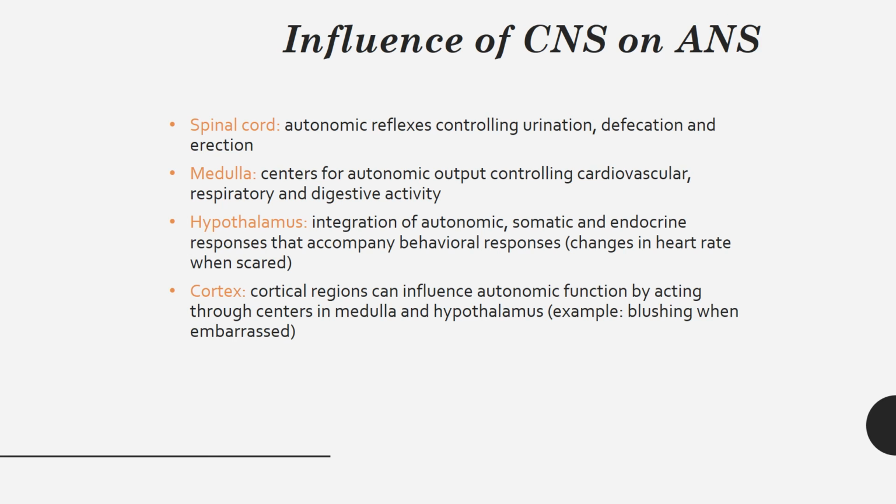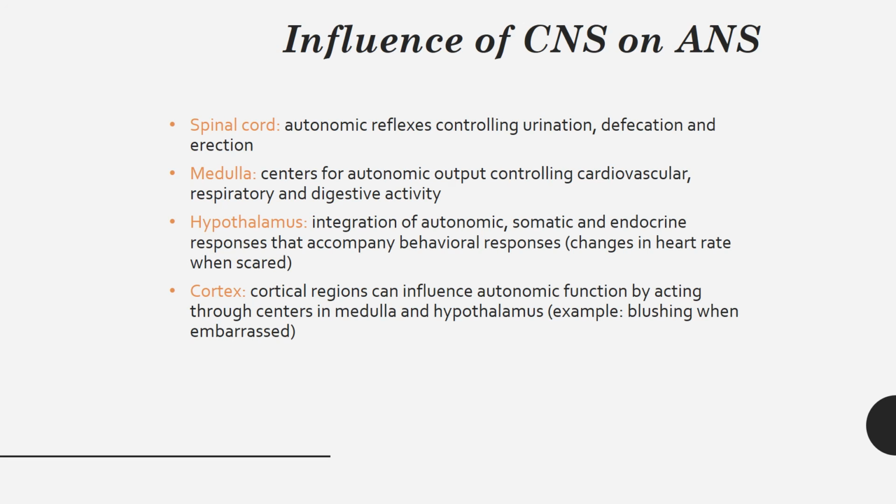Within the spinal cord, how that influences the autonomic nervous system is that we have the reflexes that help to control urination, defecation, and erection. And what that does is that one division, such as the parasympathetic division, might cause, say, vasodilation, such as with erection. And then the sympathetic division will influence ejaculation. And all of that will be influenced by our emotional state as well.